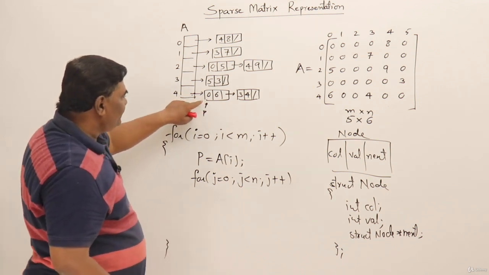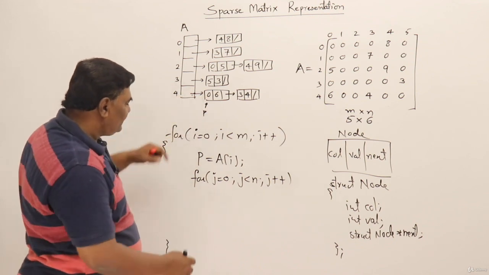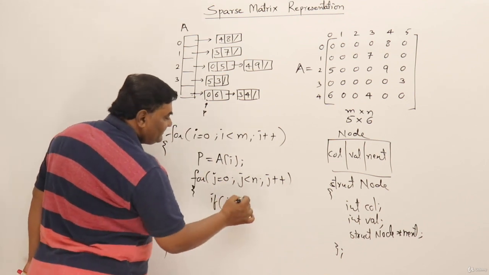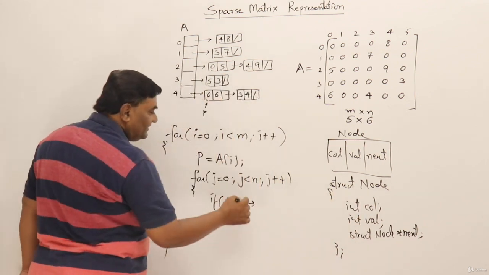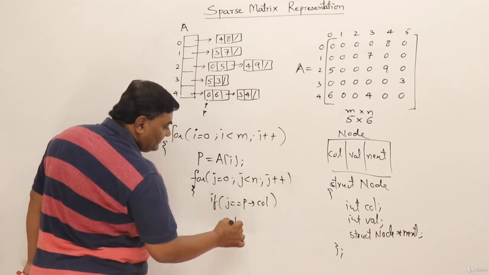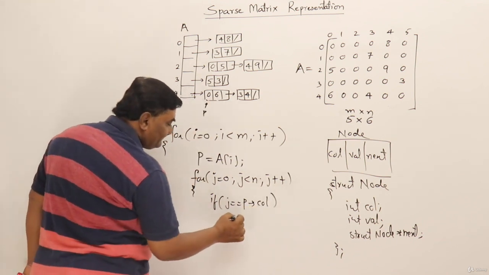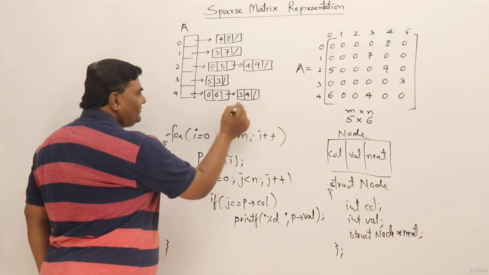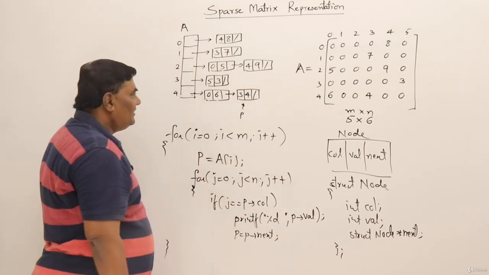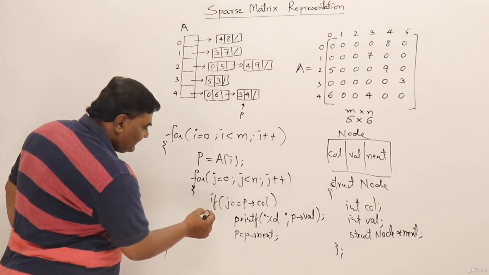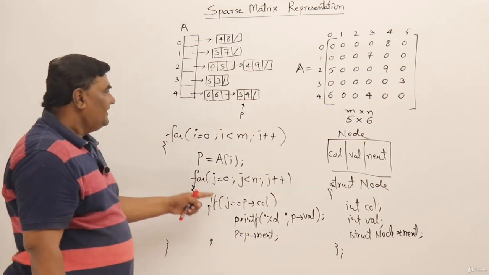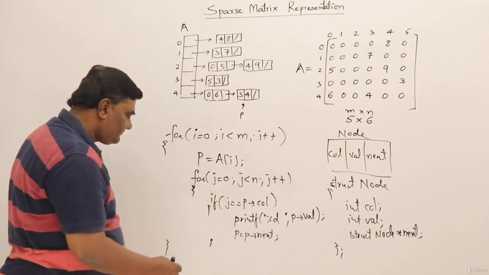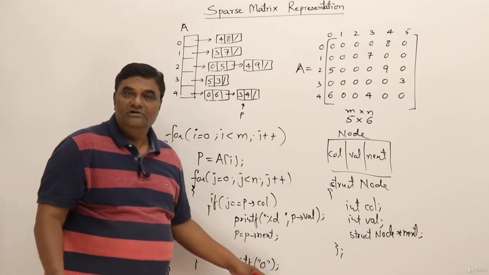So this P is pointing upon some node that will show me the column number. So here what I should do is, if j is matching with the column number, that is P's column, then print the data here, non-zero element. So print the value, non-zero value, and also move P to next node. So printing the value and moving P to next node, this I have to do if the column number is matching. If it is not matching, else I should print 0. Else print 0. That's all.